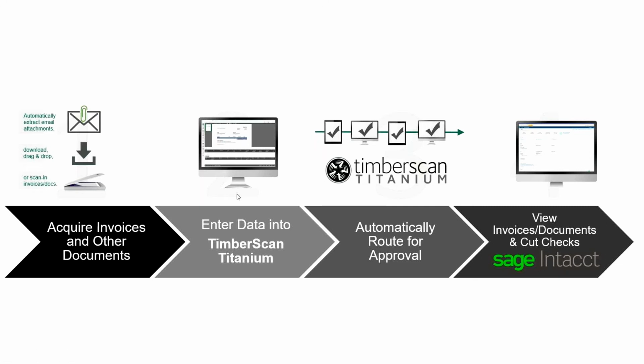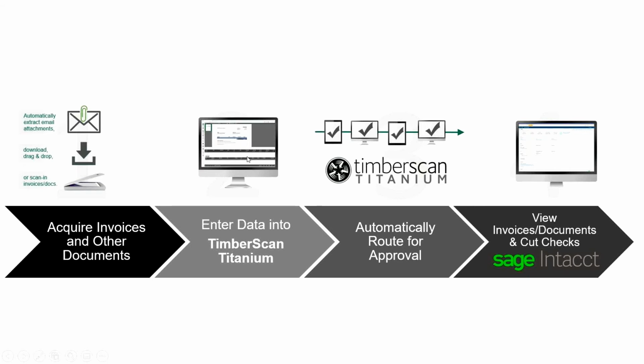A lot of times when we're talking with someone who is new to the workflow experience associated with TimberScan or TimberScan Titanium, the thought is, well, how do we get the invoices off to the approvers? That's going to happen once we go through the initial data entry. What's nice about the data entry in Titanium, as I mentioned earlier, is that it replicates the experience of entering an invoice in Sage Intacct, but with a number of other tools and features, including the OCR technology and the ability to partially code an invoice. So I might know the project, but I might not know the task, for example.